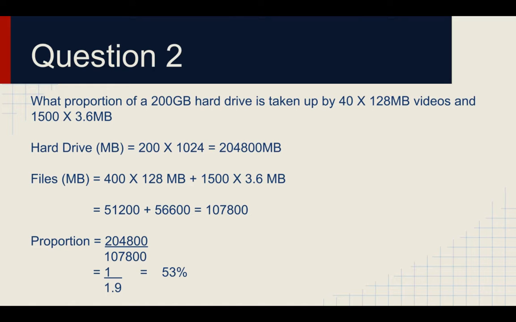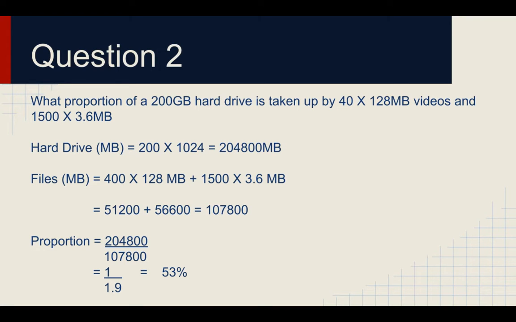We also want the total of our files. So we times the 40 by 128 and add it to the 1500 by 3.6, which gives us 107,800. To determine the proportion, we then need to divide into 204,800 the answer, because 204,800 is the megabytes for the hard drive, so we divide into that the total file size, which is the 107,800.